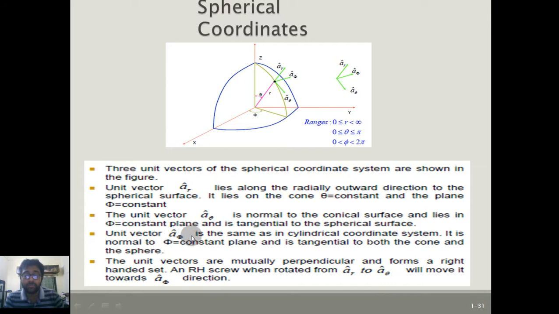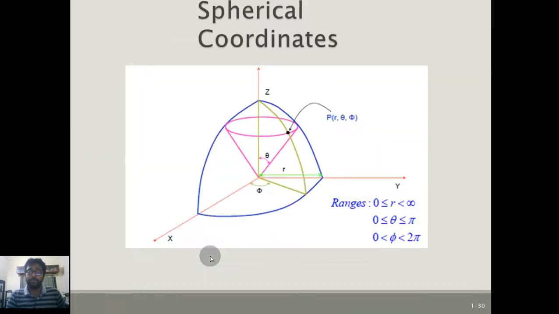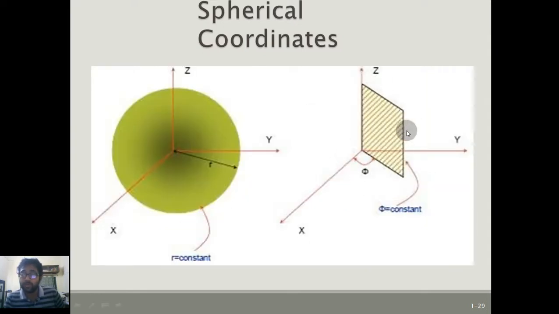Now the unit vector a suffix phi is the same as in the cylindrical coordinate system. It is normal to the phi is equal to constant plane and is tangential to both the cone and the sphere. It will be tangential to the conical surface and to the radial surface, but it is normal to the phi constant vertical plane. Suppose this is the vertical plane; it will always be normal to that vertical plane. It means if this vertical plane is along the xy axis, then the direction of a suffix phi will be along the z axis, which is normal to both x and y.